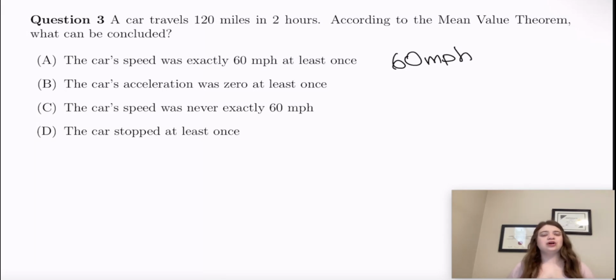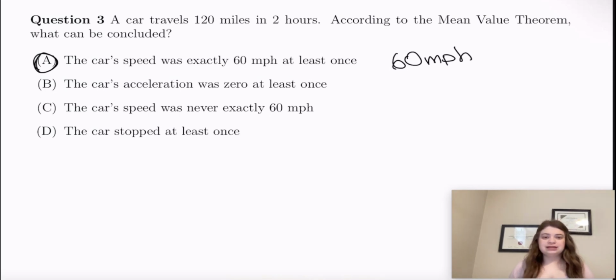Like, we don't know, maybe the car traveled really fast at first and then slowed down. But if the car traveled 120 miles in 2 hours, the average rate of change there would have been, sorry, would have been 60 miles per hour. So that means the car's speed must have been exactly that at least one point. Now, maybe it was all the way through, although we don't know that, but we do know that at some point the car's speed must have been exactly 60 miles per hour. And so the answer would be A.